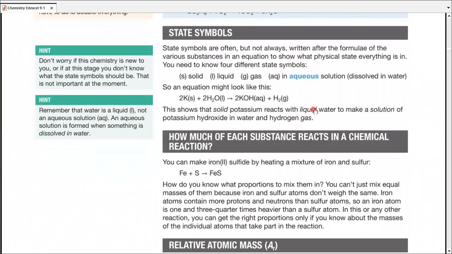Now, we studied state symbols. We understood that there are a total of four state symbols that we use along with the equation next to the substance. The state symbol is written for which solids are represented as small s, liquids small l, gases small g, and aqueous solutions, or solutions made in water, aq.